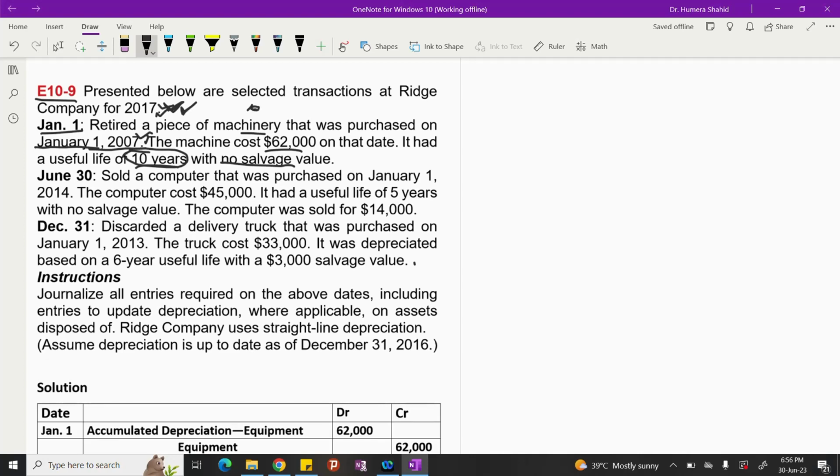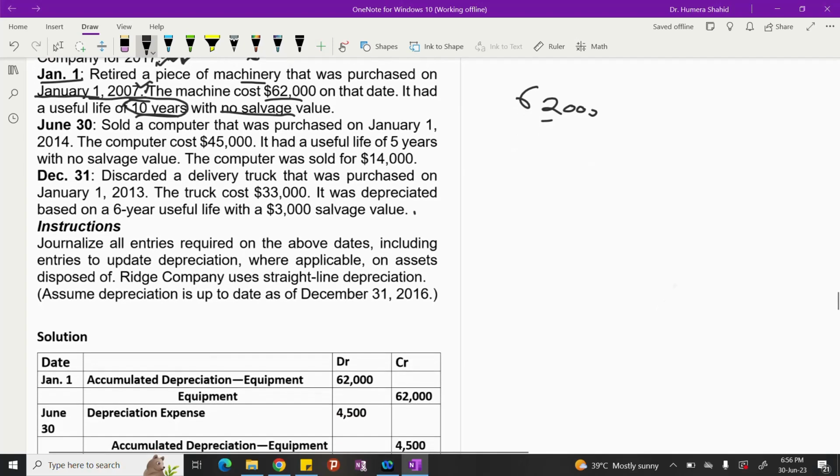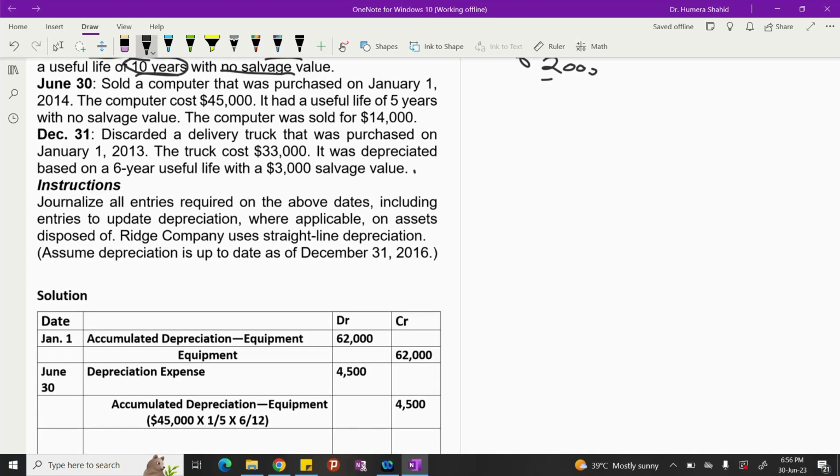So accumulated depreciation has been charged for all the 10 years, and the balance we expect is 62,000 in this account. Okay, so let's record this journal entry. January 1st, accumulated depreciation gets debit, equipment gets credit, 62,000 and 62,000.